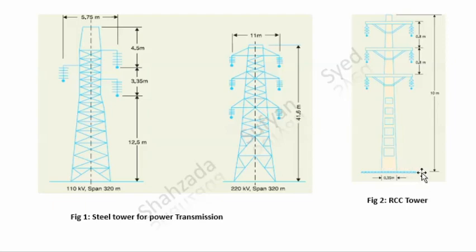Next we have the RCC tower. Here you can see the RCC tower base is 0.35 meter and the height is 10 meter. And if you compare RCC towers with steel towers, you see the difference in the height. It is 4 times that of the RCC towers.